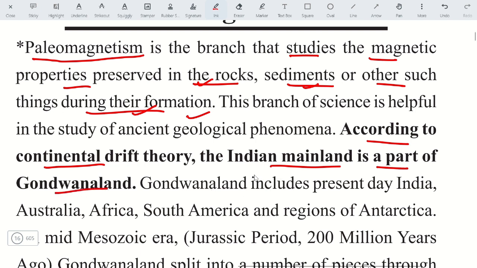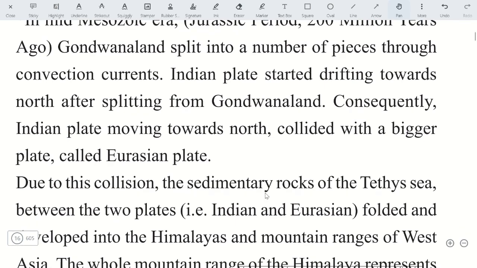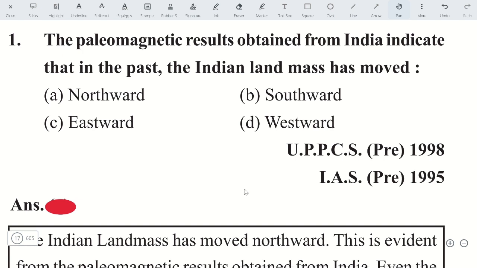According to the continental drift theory, which was given by Alfred Wegener, the Indian mainland is a part of Gondwana. There was a huge landmass called Pangaea. Pangaea was divided into two parts. One was called Angara land, and the other part was called Gondwana land. India is part of this Gondwana land, and a few other continents are also part of it, which are Australia, Africa, South America, and Antarctica. So let's move directly to the questions, and we will see how we can solve them.